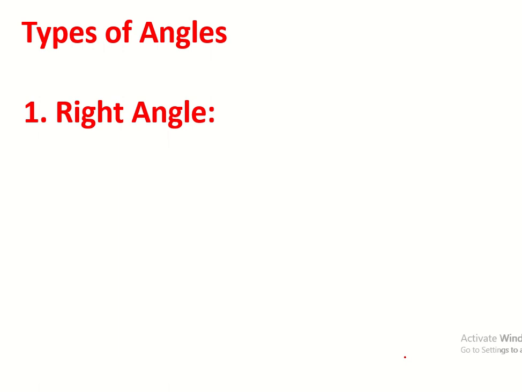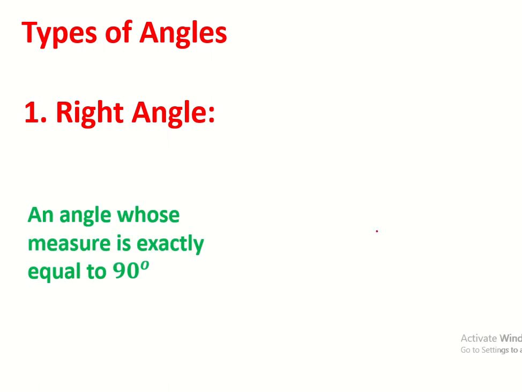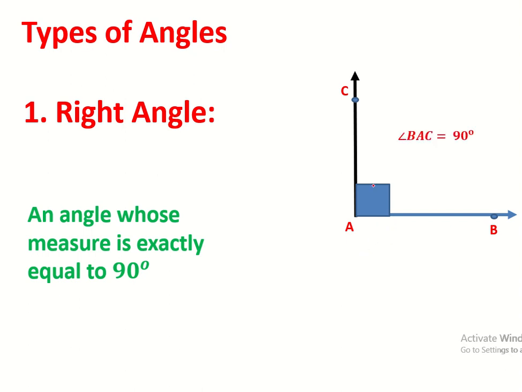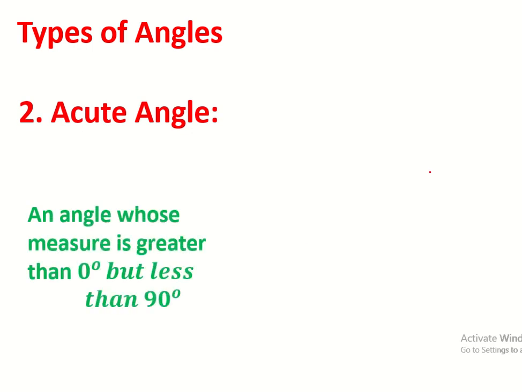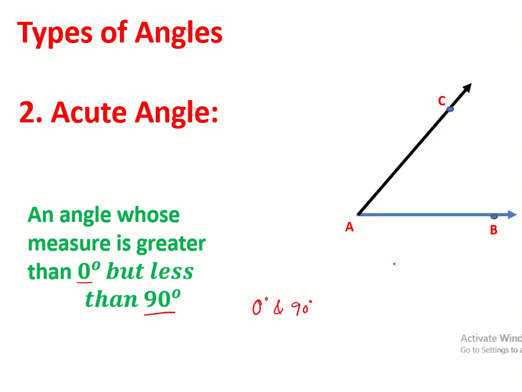The first one is the right angle. If the measure of an angle is exactly 90 degrees, then the angle is known as a right angle. Just like here, we have this angle BAC, whose measure is equal to 90 degrees, so it is a right angle. Then the second one is the acute angle, which is the angle whose measure is greater than 0 degrees but less than 90 degrees. That means its measure lies between 0 degrees and 90 degrees.